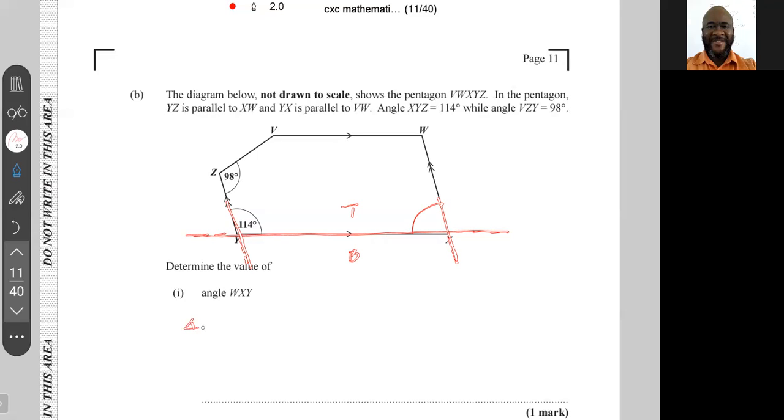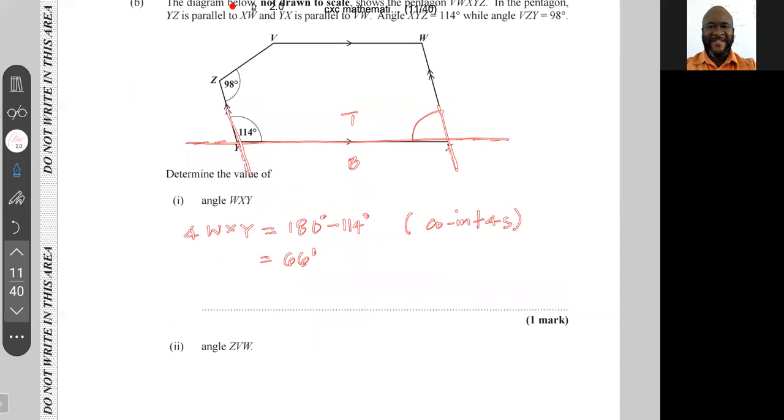So angle WXY is equal to 180 minus 114 degrees. This is 66 degrees. And the reason for that is that the two angles are co-interior angles. Now, you get co-interior angles when parallel lines are cut by a transversal and you have two interior angles on the same side of the transversal.